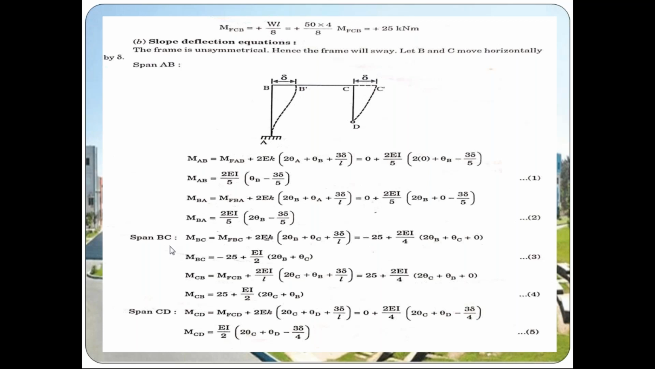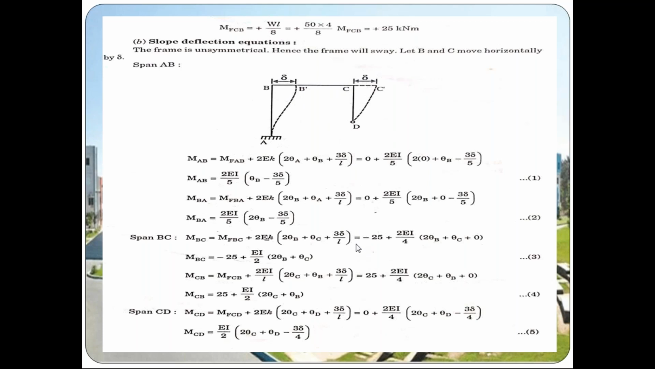Next we are calculating for span BC. Span BC is a horizontal member. In span BC, B moves to B dash, C moves to C dash. There is no change of span length and all. So the delta will not come here. The slope deflection formula is MBC is equal to M of BC plus 2EI by L into 2 theta B plus theta C plus 3 delta by L. Here the delta is 0, because in span BC the sway will not produce any change.